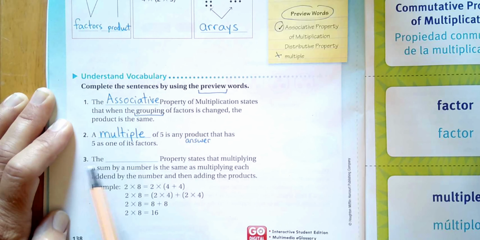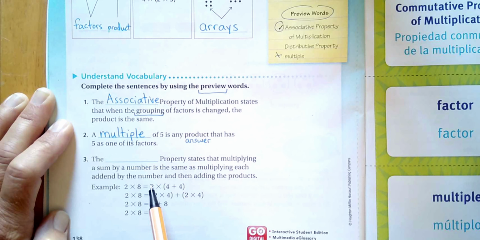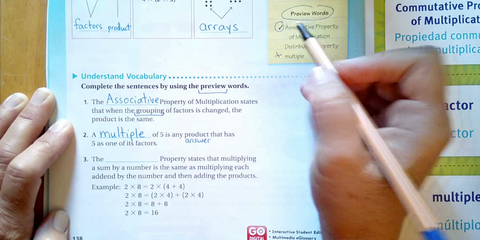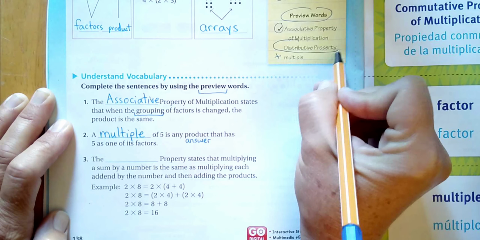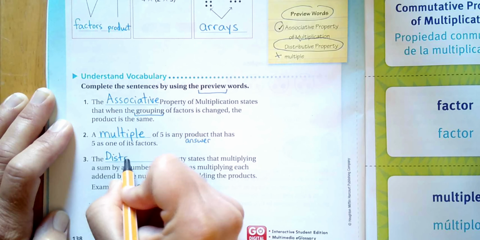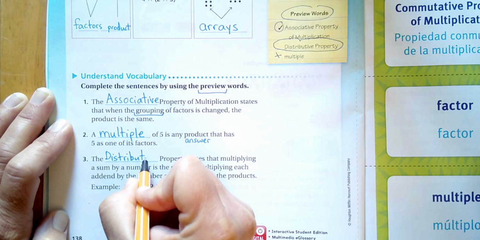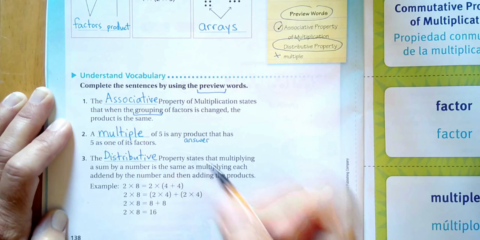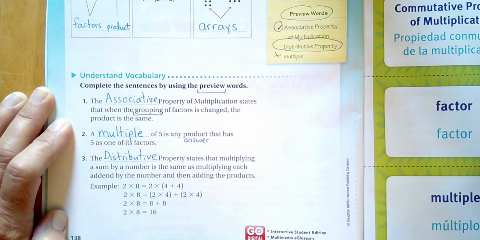Lastly, the blank property states that multiplying a sum by a number is the same as multiplying each addend by the number and then adding the products. This is that distributive property. And the names of these properties are less important than understanding what they mean.